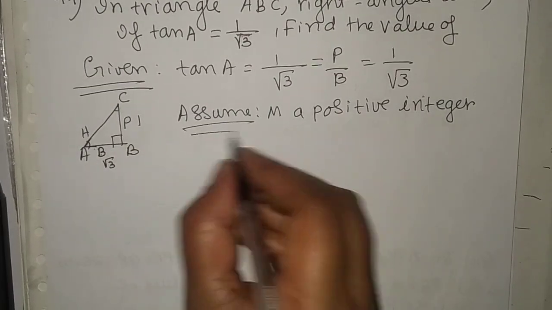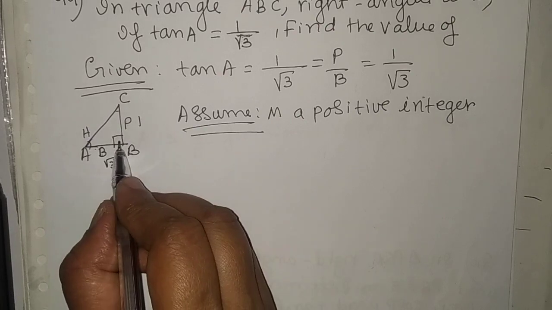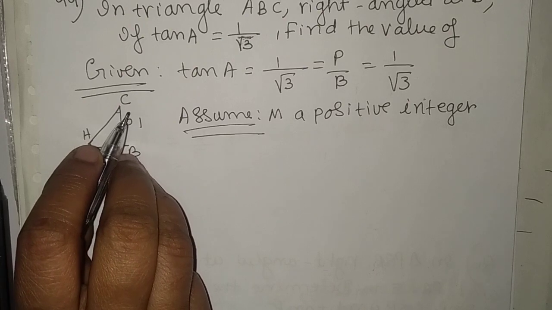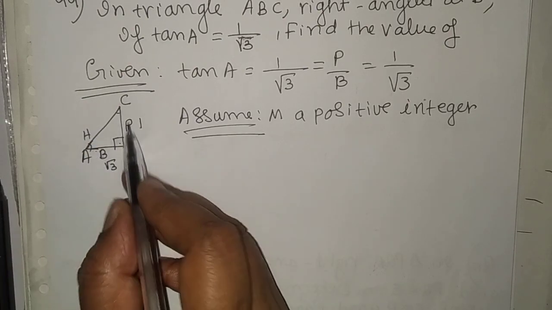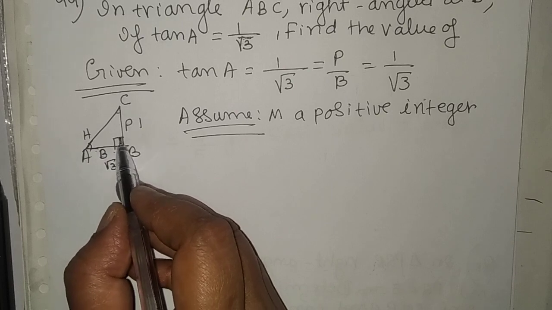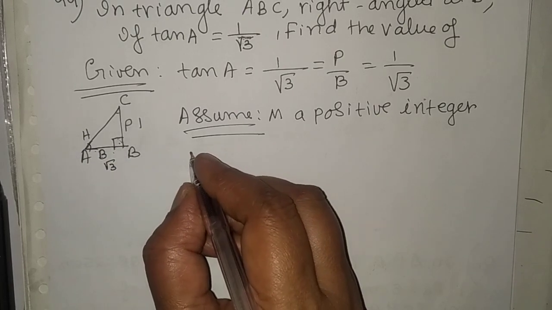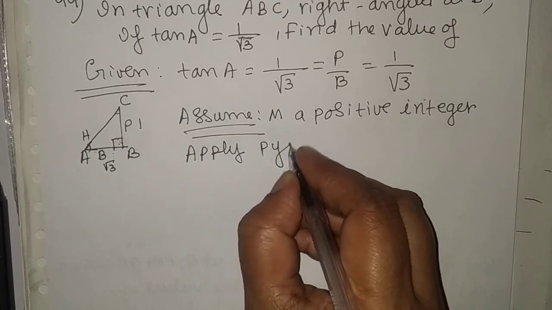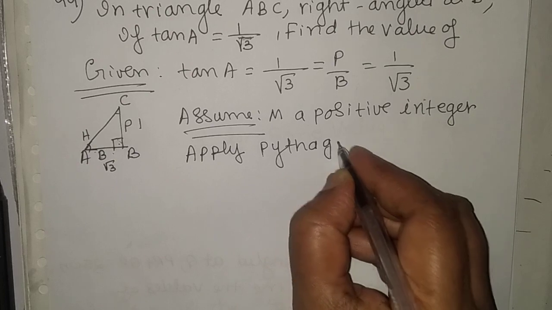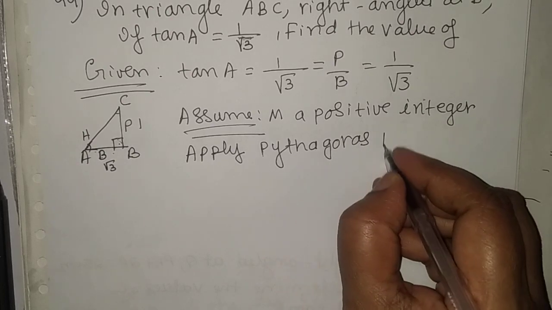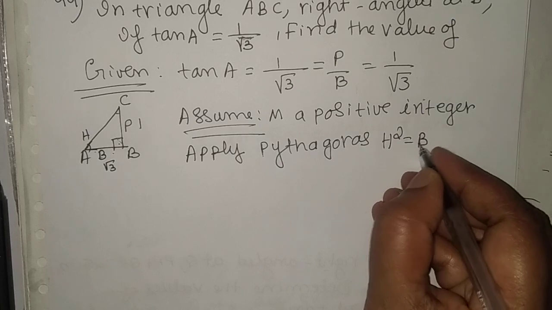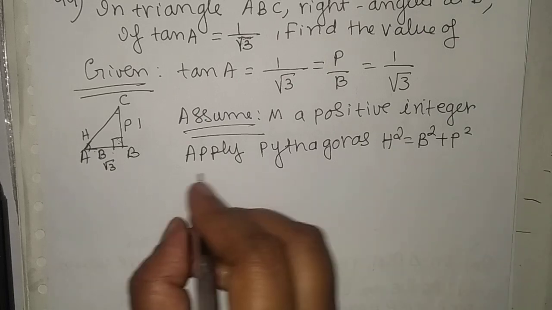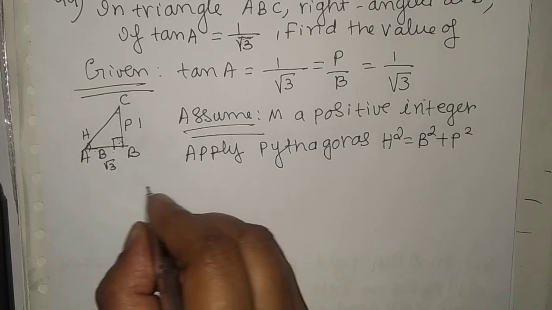So in that right angle triangle ABC, right angle at B, we apply Pythagoras. We can write all these things in the right angle triangle. Using Pythagoras theorem in this triangle, we get h square is equal to b square plus p square, that is hypotenuse square is equal to base square plus perpendicular square. Now we'll substitute the values here.